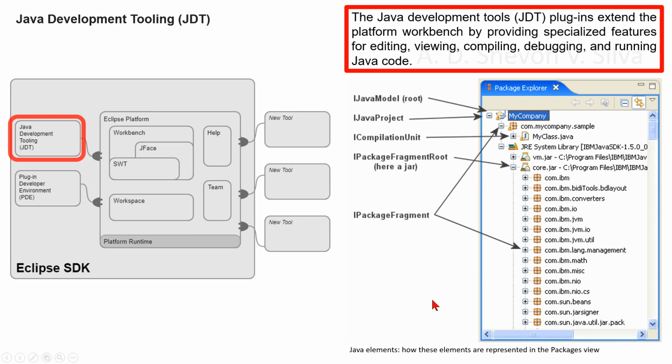Here you can see IJavaModel represents the root Java element corresponding to the workspace, the parent of all projects with the Java nature. It also gives you access to the projects without the Java nature. IJavaProject represents the project in the workspace, child of IJavaModel. ICompilationUnit represents the Java source .java file, child of IPackageFragment.